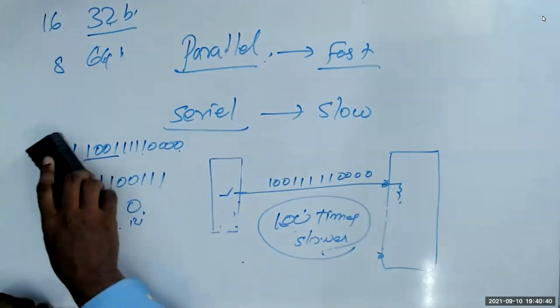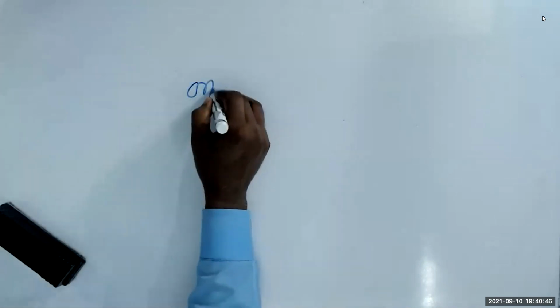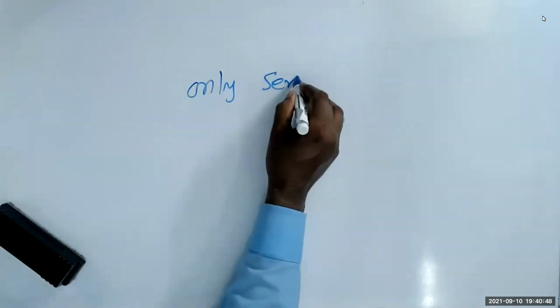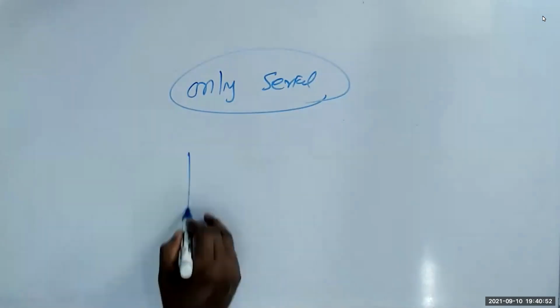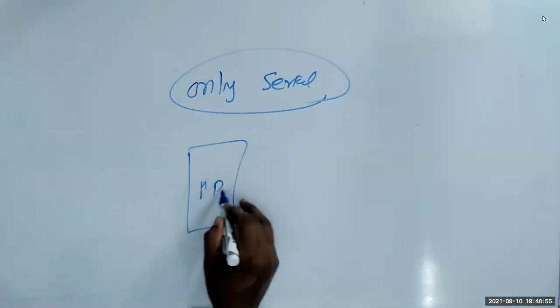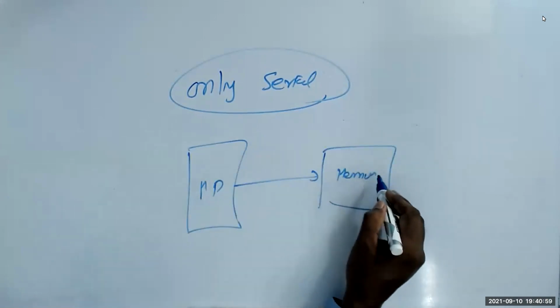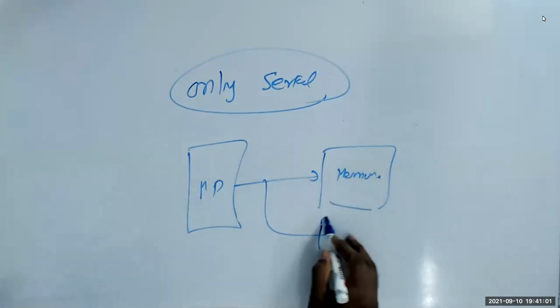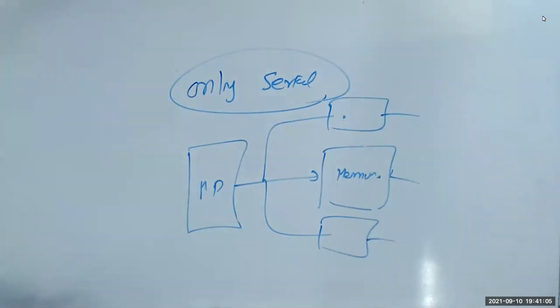So parallel is faster, serial is slow. But still, in the world, we use only serial. The parallel is used only between microprocessor and memory, and some chips, some important controllers do it. But afterwards, everything is serial.